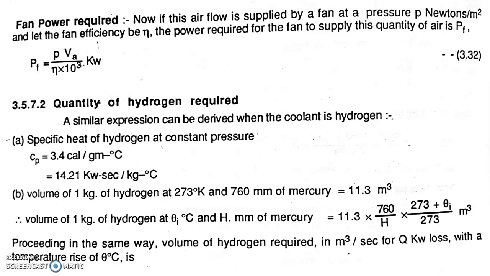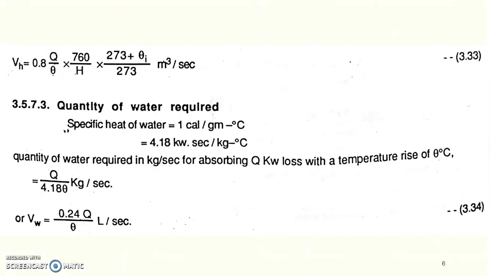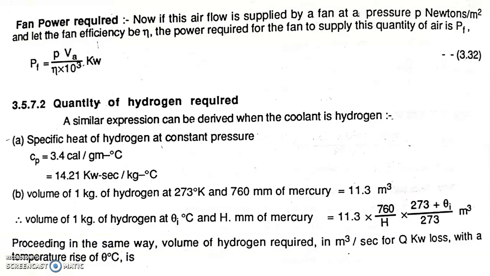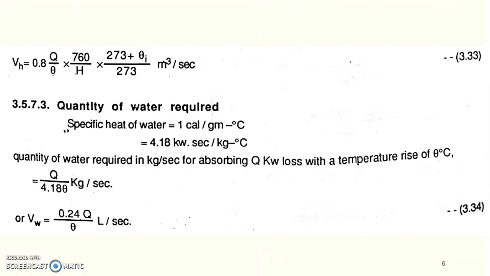By putting in the value of 11.3, you will get the equation 11.3 into 760 upon H into 273 plus theta I upon 273. This is for 1 kg volume required. Next we can calculate the final amount, that is 0.8. How is it coming? 0.8 is the ratio of volume for 1 kg divided by specific heat: 11.3 divided by 14.21. If you take the ratio, you will get 0.8. The remaining part is as we calculated earlier.